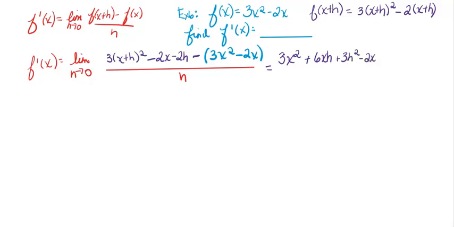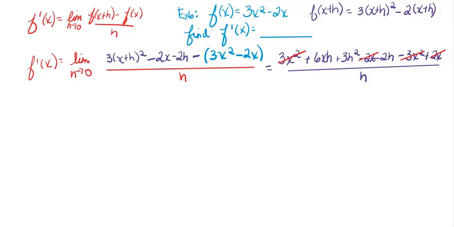minus 2x, minus 2h, and now I'm going to distribute this negative to the blue part of the equation. So I'm going to get minus 3x squared plus 2x. And this whole quantity is going to be over h. Okay, now I'm going to simplify this by canceling out terms that cancel each other out. So 3x squared plus a negative 3x squared is 0. So I can cancel those. And negative 2x here plus 2x also equals 0.